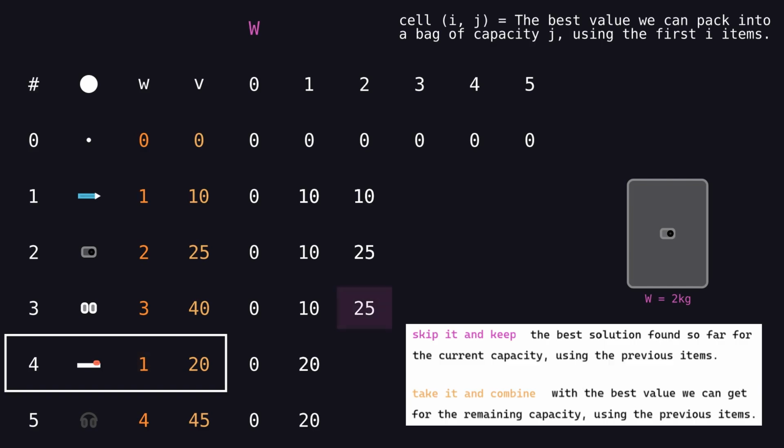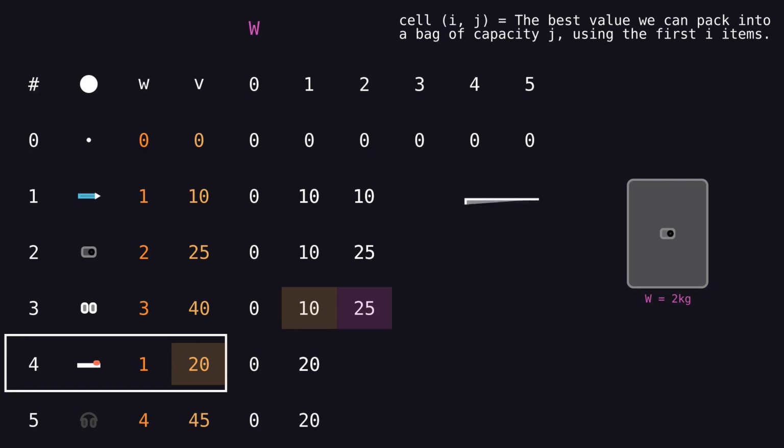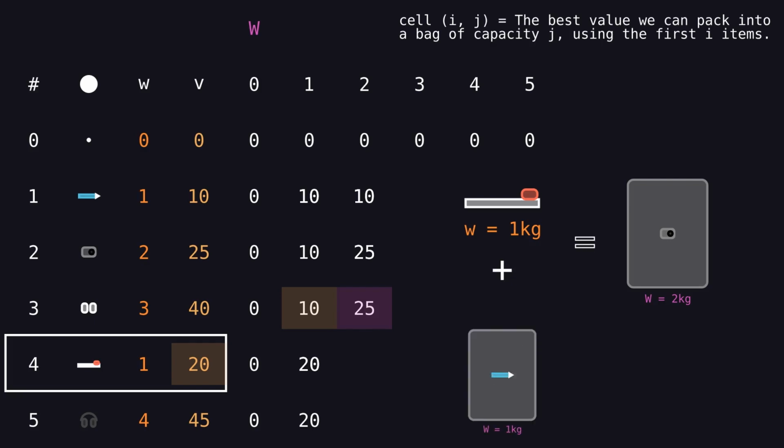We can either skip this fourth item and keep the best value we got from the first 3 items, 25, or take this fourth item and combine it with the best way to pack the remaining 1 kilo using the previous items. Why? Because this 1 kilo fourth item, the toothbrush, plus the best way to pack 1 kilo using the first 3 items, adds to a weight of 2 kilos, i.e., the capacity of our current bag. This is a better solution than the previous one, worth only 25 points. So the optimal 2 kilo bag using the first 4 items is 30.